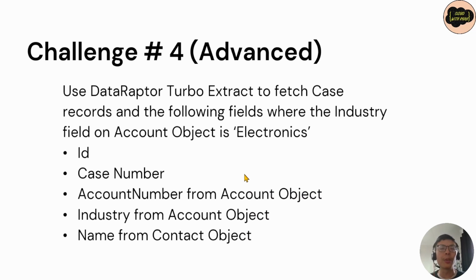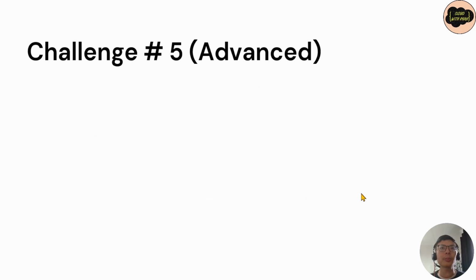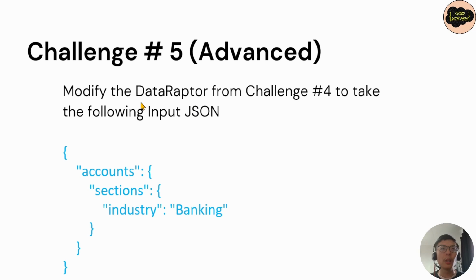This is a tricky one for those that are up for it. Using Turbo Extract to fetch case records and the following fields where the industry field on account object is electronics: ID, case number, account number from the account object, industry from the account object, name from the contact object. Challenge number 5, use the DataRaptor you have completed for challenge number 4 and take the following as your input JSON. And that's it. Good luck.